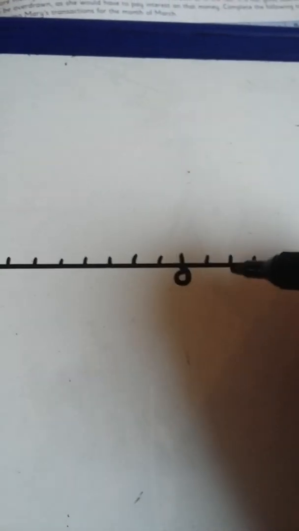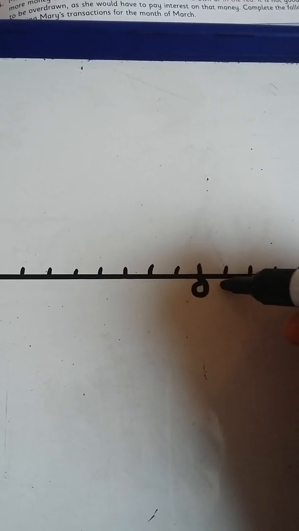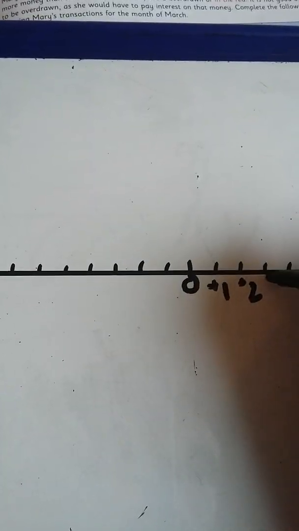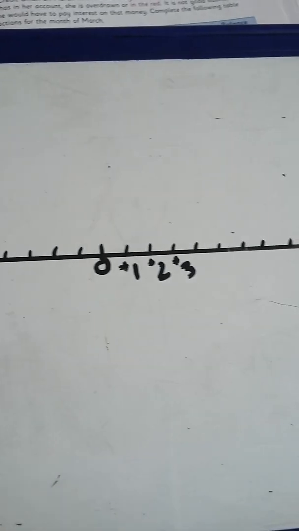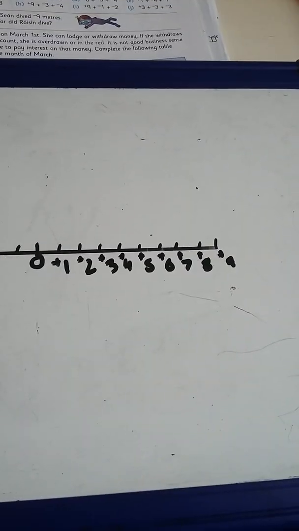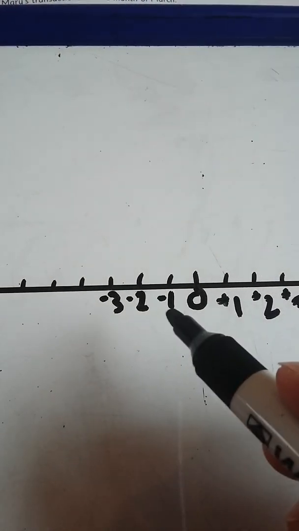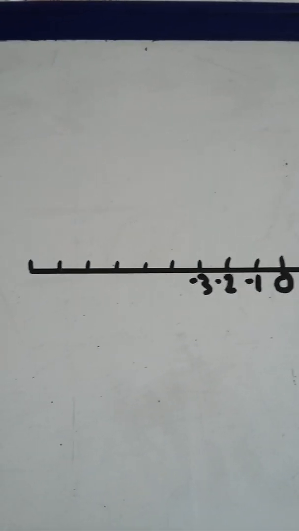Now I can fill in the rest of the number line. So this will be positive 1, positive 2, positive 3, and so on to the end. And now I'll count backwards. Negative 1, negative 2, negative 3, and so on.